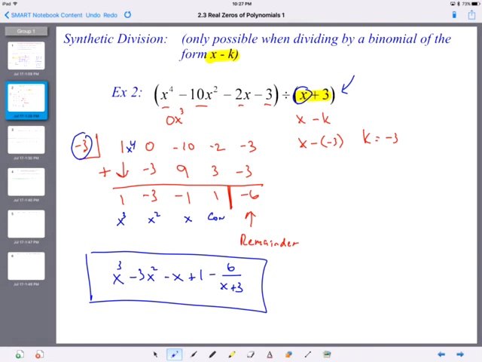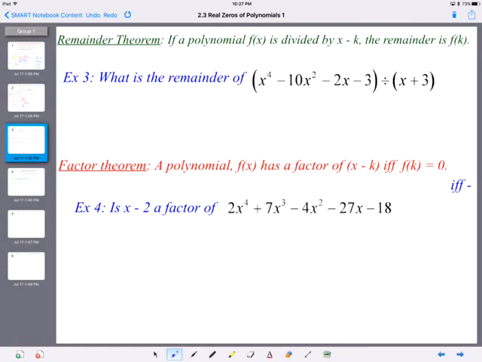Okay, so those two methods of dividing is something we absolutely need to know how to do. The next thing is the theorems. Remainder theorem: if a polynomial f of x is divided by x minus k, the remainder is f of k, or whatever that value is that you need to plug in. So what you're looking at here is, once again, the same problem that we just did, and if I just want to know what the remainder is, I don't have to go through synthetic division to figure that out. I can actually just plug in f of k.